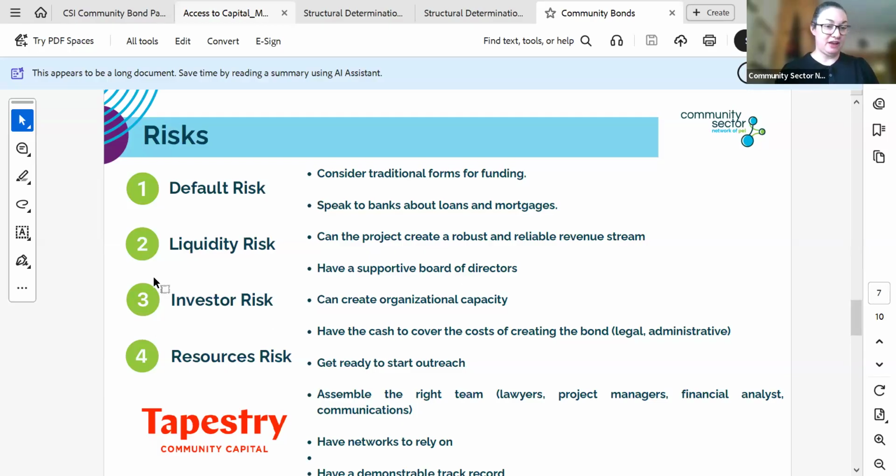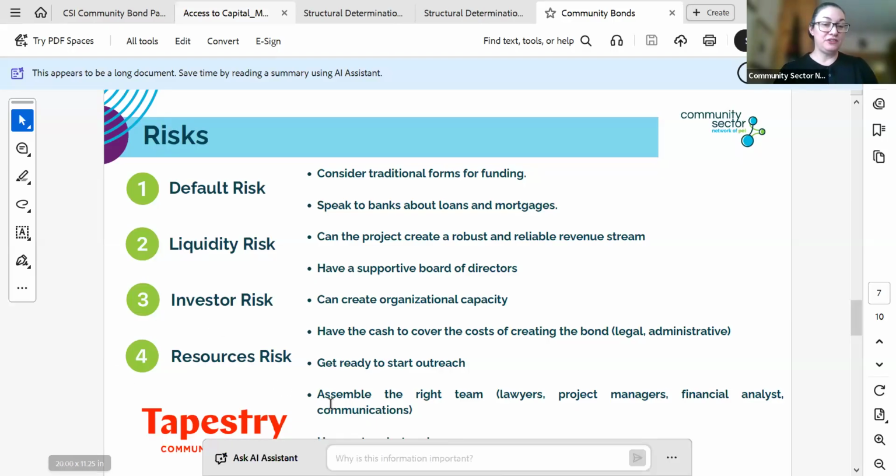And then that's part of the investor risk as well. So giving them a good solid education about the bond before entering into the agreement to reduce any risk there, as well as regular project updates so that they don't feel that they're in the dark in terms of how things are going. And then a resources risk.